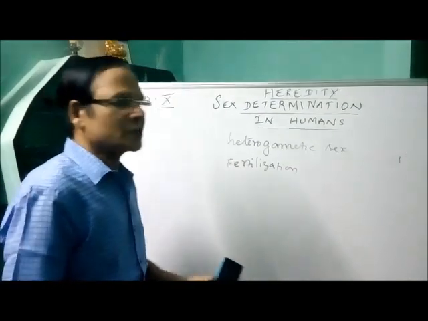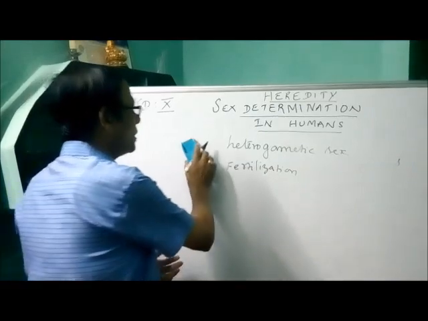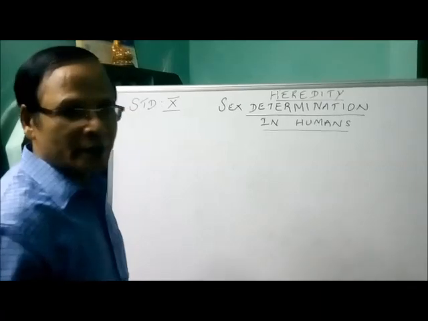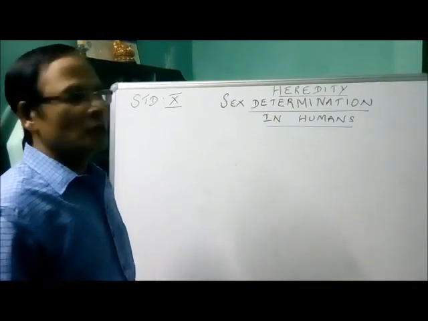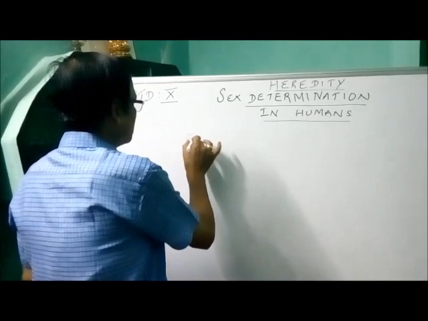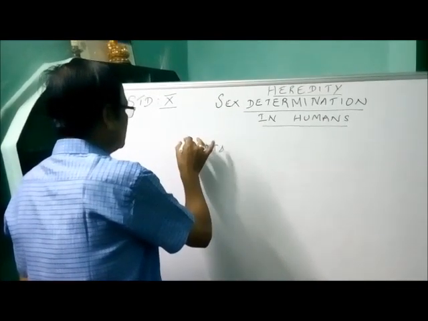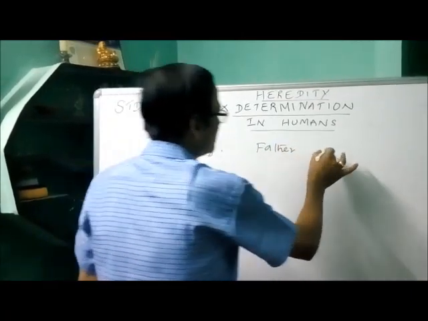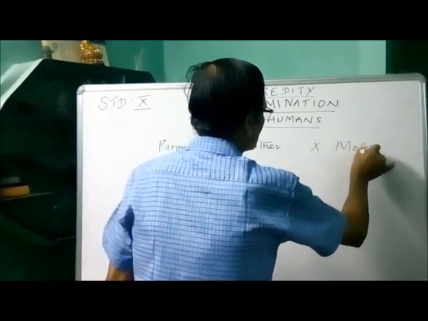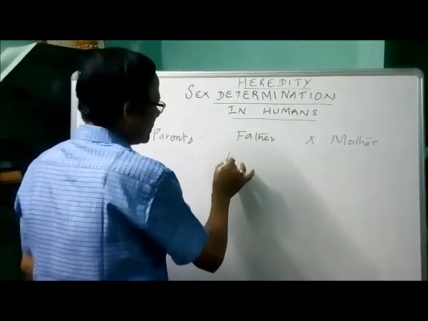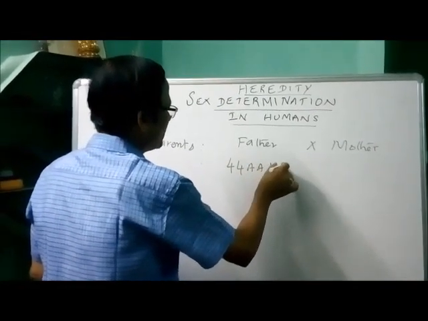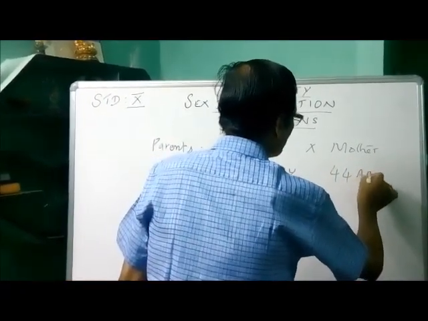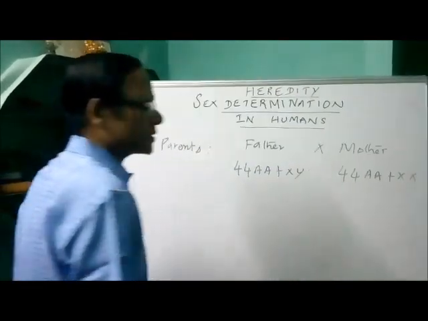I take the illustration in the case of humans. How is sex determined in humans? Now the female is homogametic and male is heterogametic in humans. I am taking the parents. Father, mother. So in the case of father, I mentioned already 44 autosomes plus XY. In the case of mother, we have 44 autosomes plus XX, a homogametic sex.